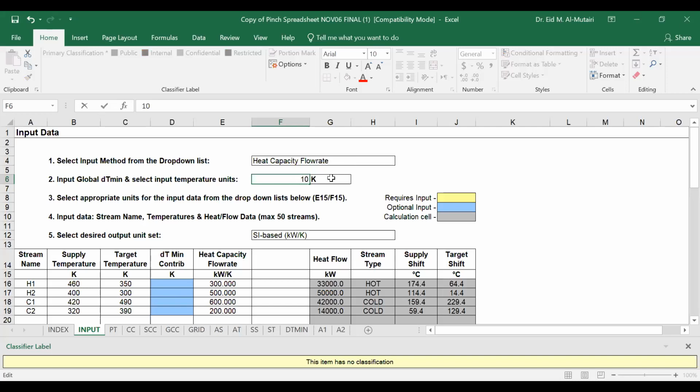10 degrees Celsius or 10 degrees Kelvin, which is the same. Okay. Doctor, how do we assume this value? Usually it is calculated from the process. You need to calculate the effect of delta T min on the operating cost and the effect of delta T min on the capital cost. Then you plot the total annual cost, the minimum associated to the minimum temperature difference.